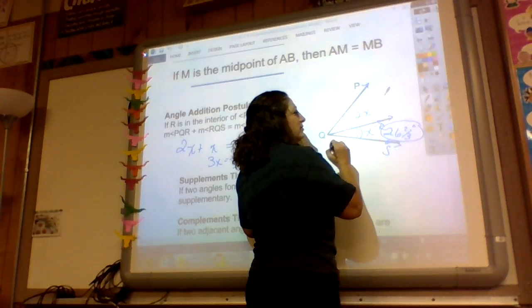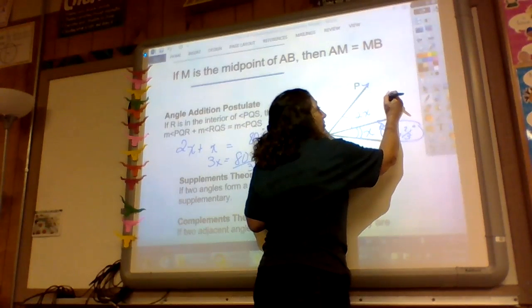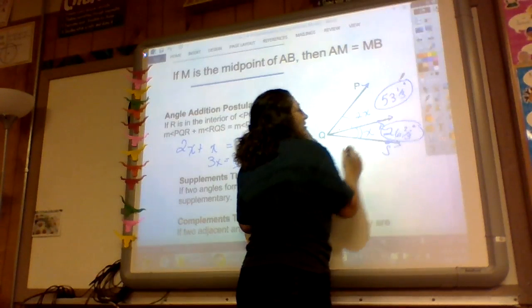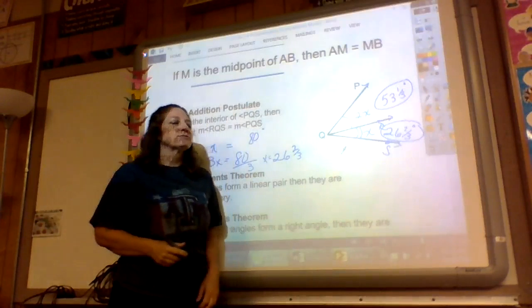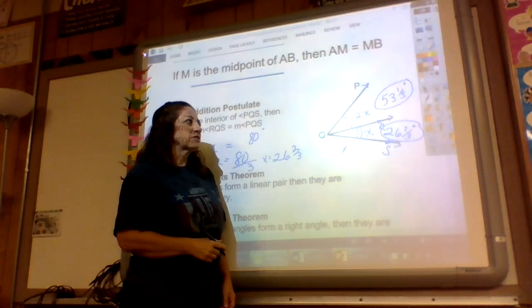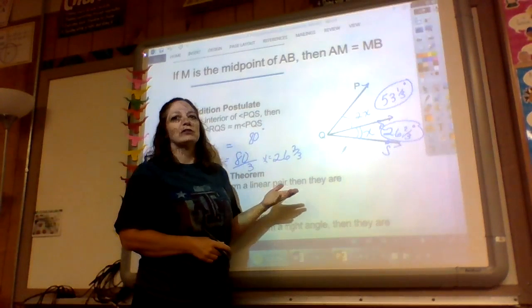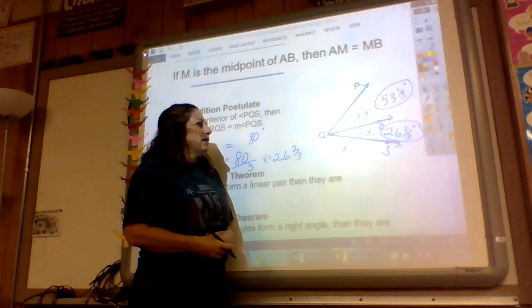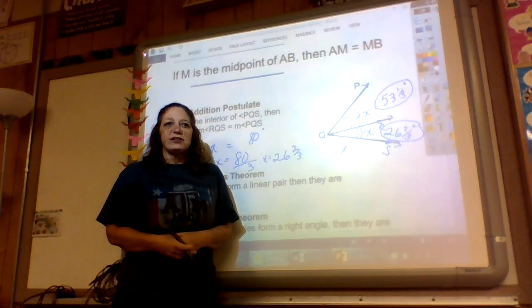This angle will be double of that, 52 2/3, so 53 1/3 degrees. Don't ever be afraid of fractions or decimals, they will work in there as well. Usually with angles, if you're going to use a decimal, you would round to the nearest tenth. Okay, we understand the idea of angle addition.